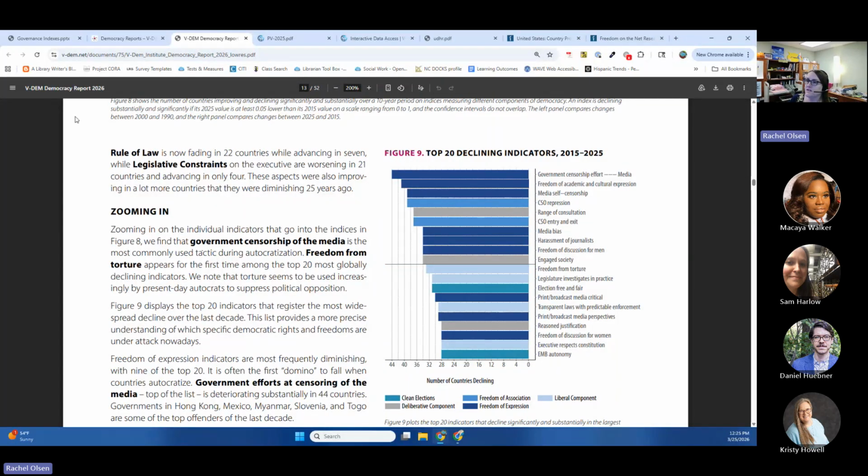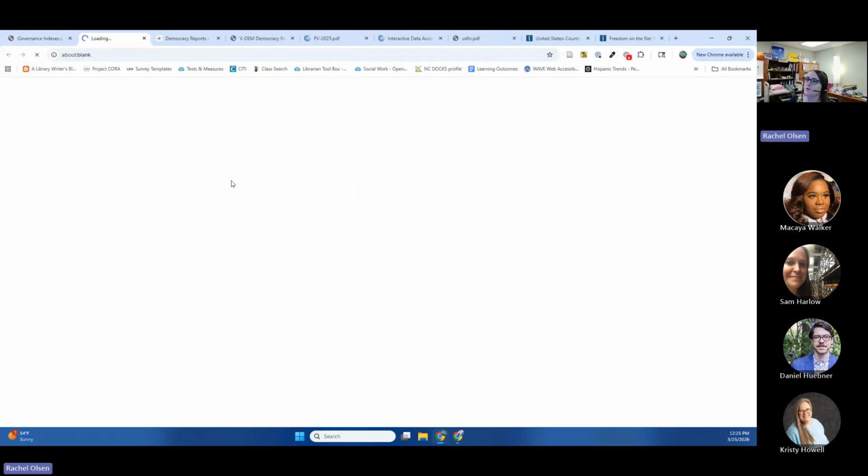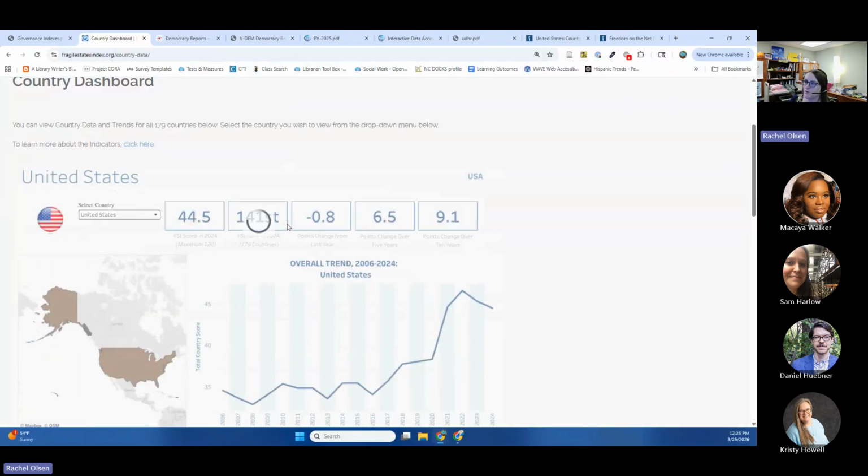So this is VDEM. This is their latest report. There are the worldwide governance indicators, which we've talked about. There's also one called the Fragile States Index. This one is not the prettiest. I'll see if I can get the country dashboard to cooperate.